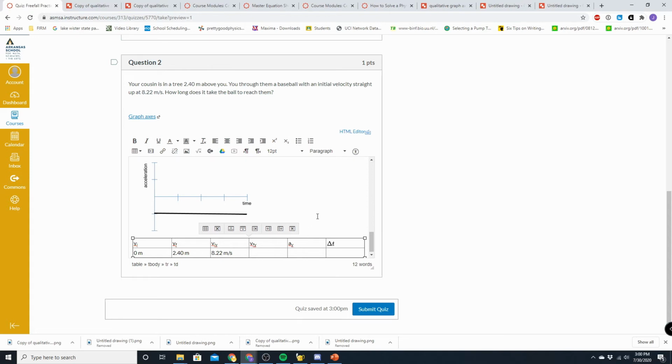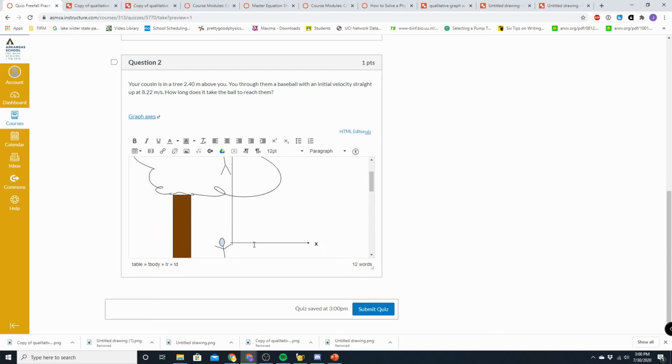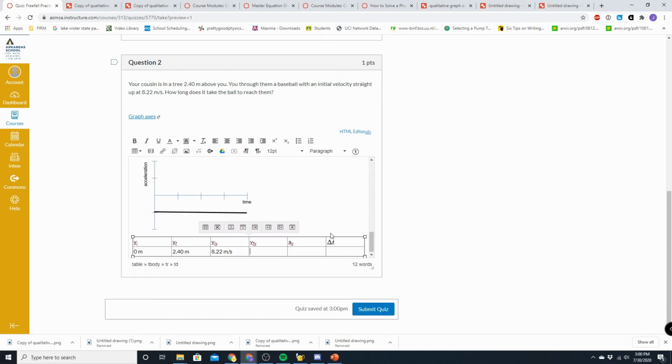What about the final velocity? Well, we don't know that. And that's why I wanted to highlight the fact that this is probably a positive number in this case. We don't know that it's reaching the point where it's turning around just as the cousin catches it. There's nothing in this problem that tells us that that should be the case. So this is an unknown value.